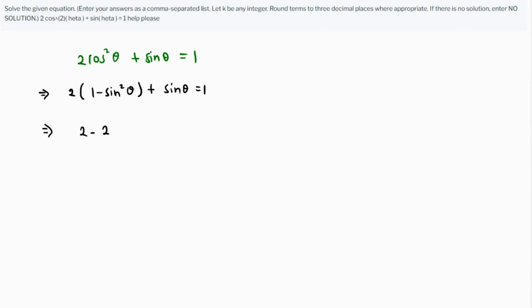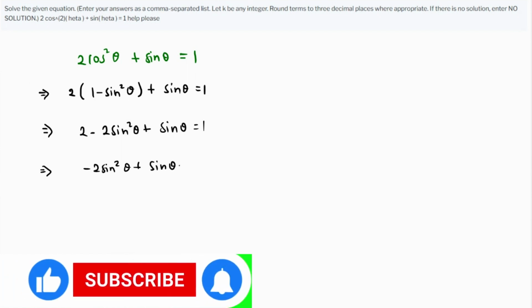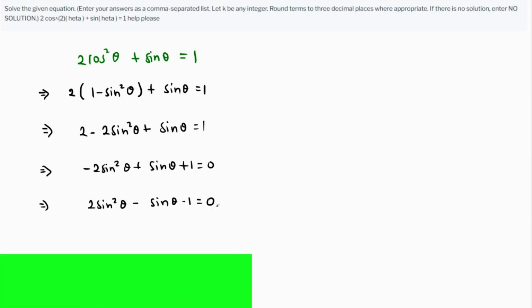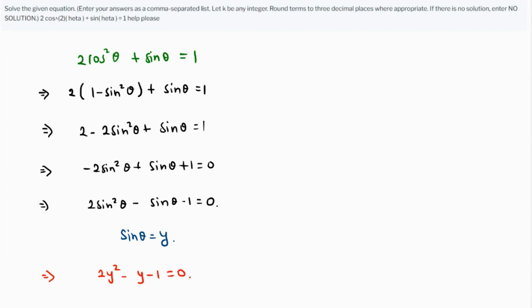This means that 2 minus 2 sine square theta plus sine theta is equal to 1. This would mean that subtracting 1 both sides, we have negative 2 sine square theta plus sine theta plus 1 is 0. This means that 2 sine square theta minus sine theta minus 1 is 0. For simplification point of view, I'm going to make a temporary substitution of sine theta as y. Because if I do that, the equation will look like 2y square minus y minus 1 is equal to 0, which looks pretty easy to simplify because that's a quadratic equation.